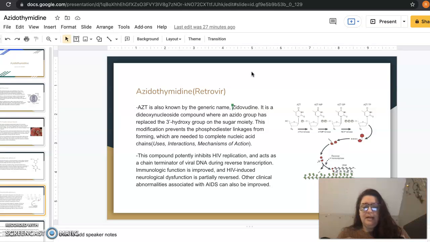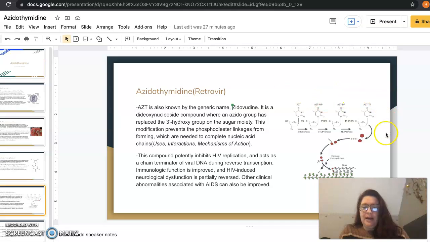With this therapy that is introduced into the body with azidothymidine and the other antiretroviral therapies, it can improve immunologic function, and any kind of neurological dysfunction that is induced by HIV can be partially reversed, and other clinical abnormalities associated with AIDS can also be improved.